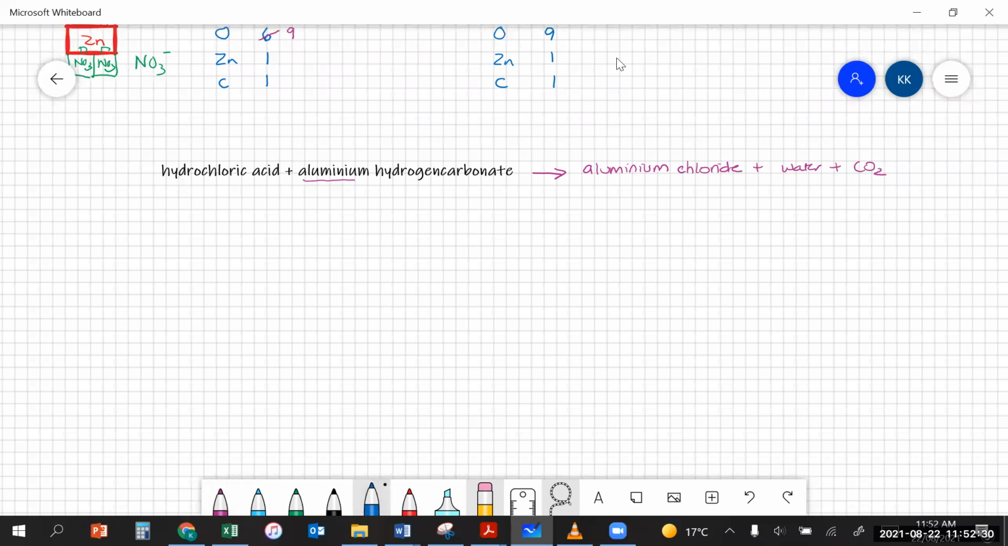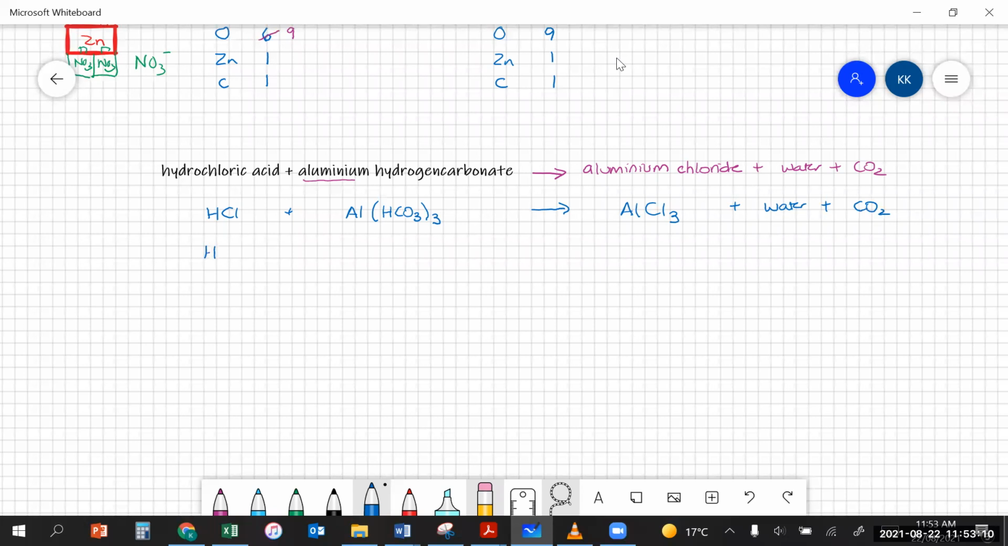Okay, so hydrochloric acid is HCl. Aluminium hydrogen carbonate. Aluminium is 3+ and hydrogen carbonate is 1-. So we're going to need 3. Aluminium chloride, again, aluminium is 3+ and chloride is 1-. So it's AlCl3 plus water plus carbon dioxide. Now this is a bit of a tricky equation to balance, but if you persist, then you're going to get there. So I want you to pause the video and have a go. I'll come back with the answer.